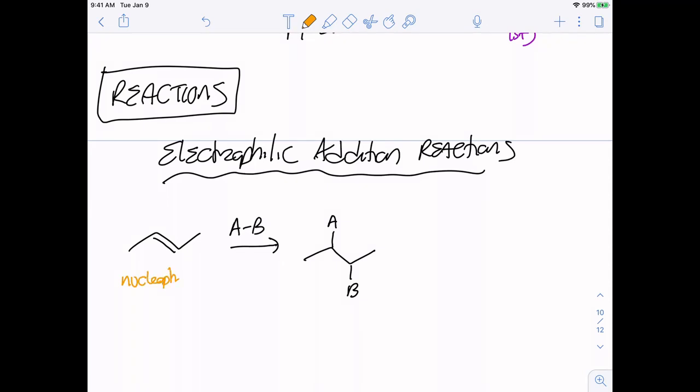Remember, our electron sources were generally lone pair electrons or pi electrons. So since I have pi electrons, those are going to act as my nucleophile. And then either A or B is going to be electrophilic. So this will react with an electrophile.